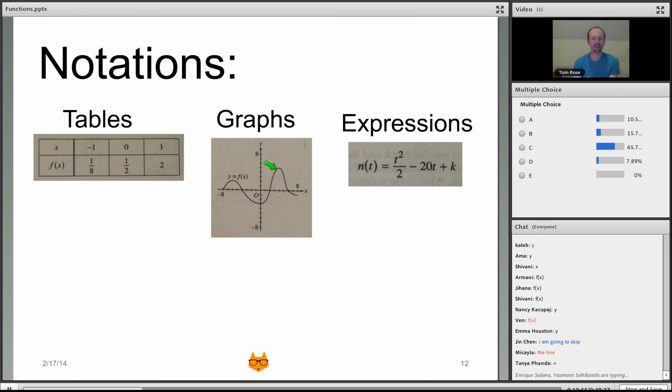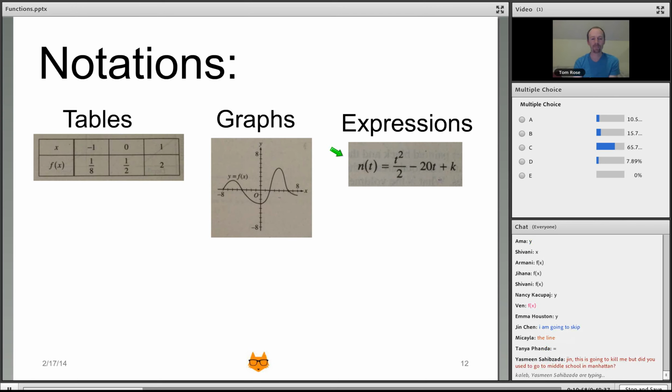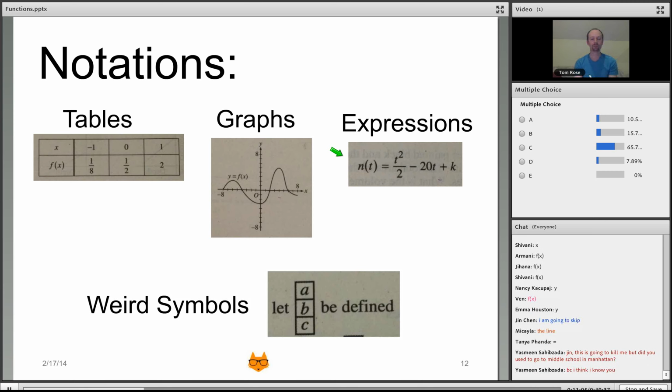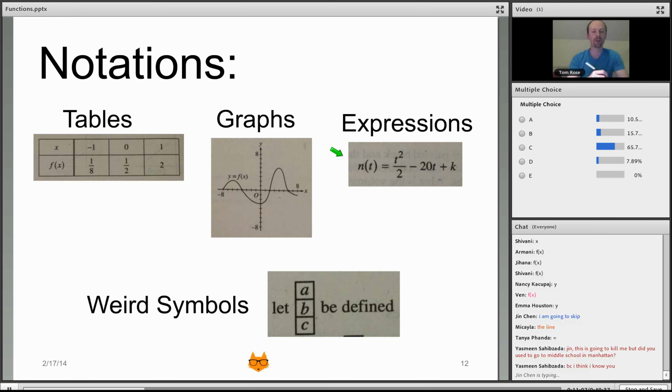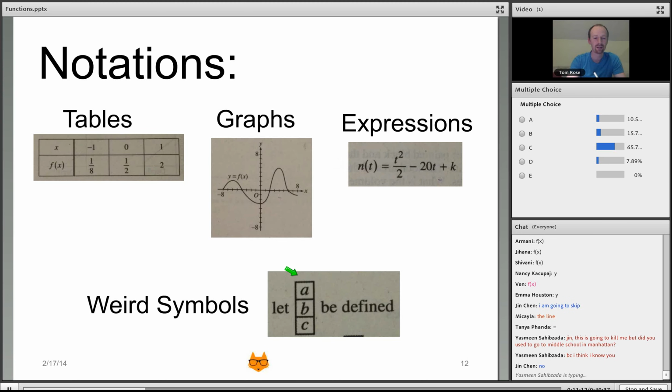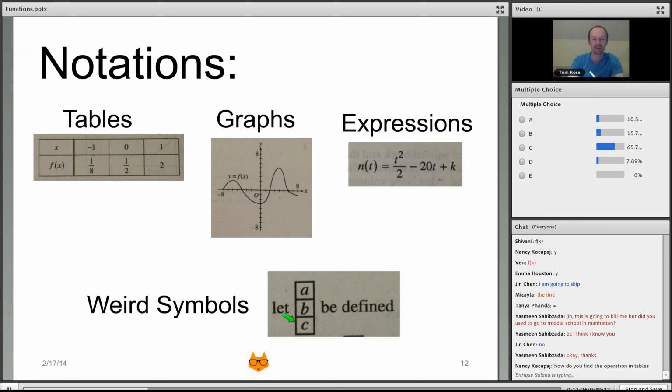You may also be given an expression. This is one that we already looked at, so we don't need to go over that again. And you might be given a weird symbol. Here's another one that the test will do to you sometimes. It'll say, let, and it'll define some crazy picture like A, B, C inside boxes, be defined as, and then it'll give you some expression. It's helpful to realize in these situations, when you see this crazy thing, nobody else knows what that is either. This is not a thing that you're supposed to enter the test understanding. This is something that they're making up on the spot.